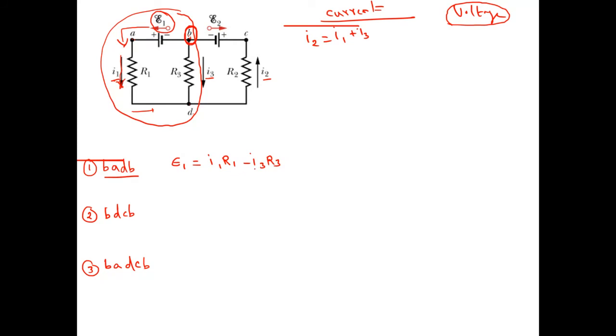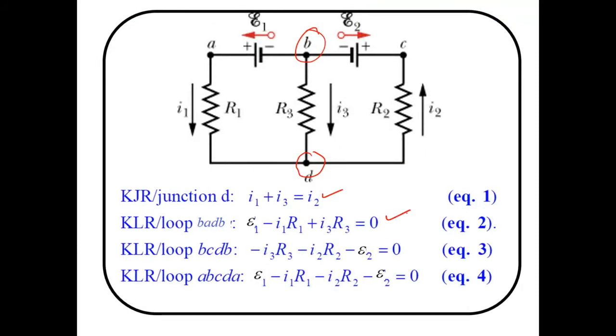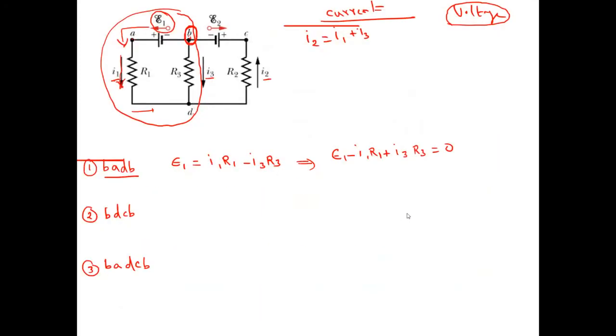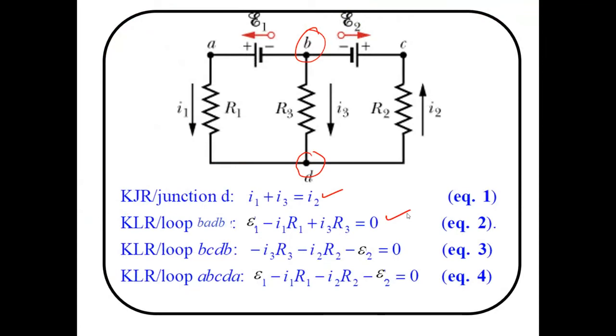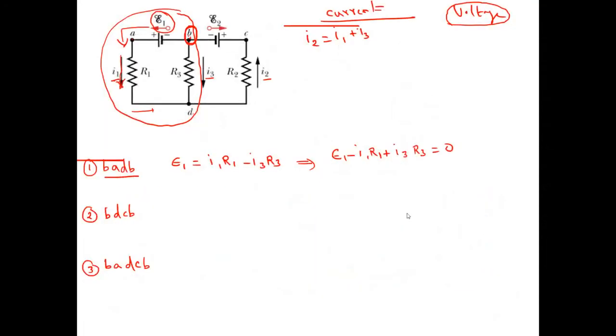Okay. Could you please make this equation equal to 0? I just move these two terms to the left hand side. What will you get? E1. If you move I1 R1 to the left hand side, this becomes negative I1 R1. If you move I3 R3 to the left hand side, this becomes positive, which is equal to 0. Am I right? What answer did we get here, my dear? Both are the same. Clear?